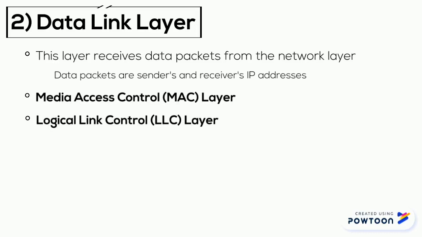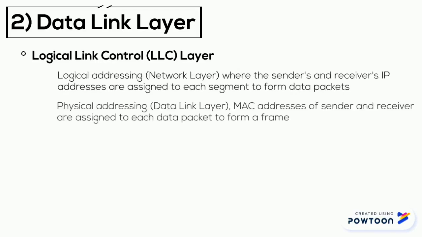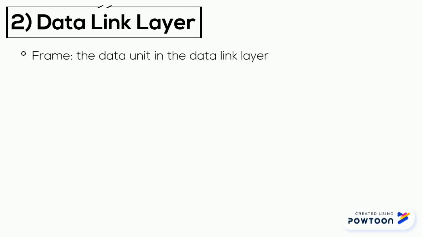In the network world, most switches operate at this layer. Logical addressing, the network layer, where the senders' and receivers' IP addresses are assigned to each segment to form data packets. Physical addressing, the data link layer, where MAC addresses of sender and receiver are assigned to each packet to form a frame. Media access control, MAC addresses are 12-digit alphanumeric numbers embedded in the network interface card, NIC, of a computer by the manufacturer. The data unit in the data link layer is called a frame.